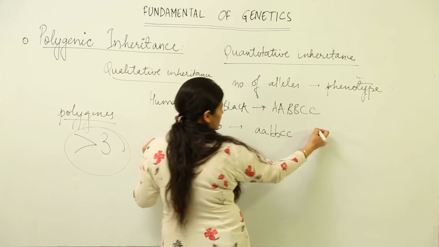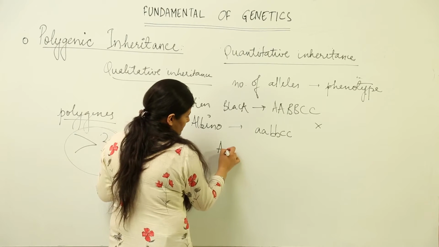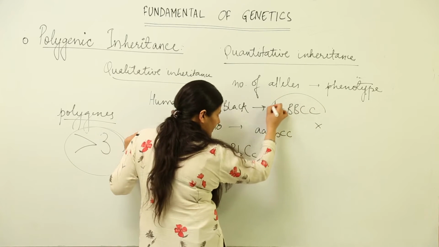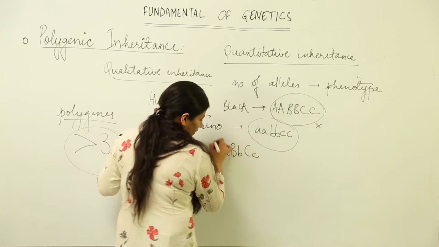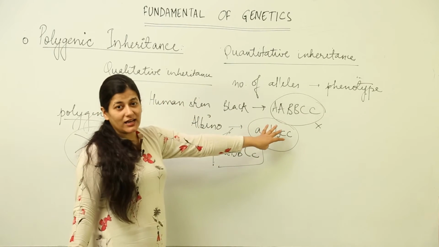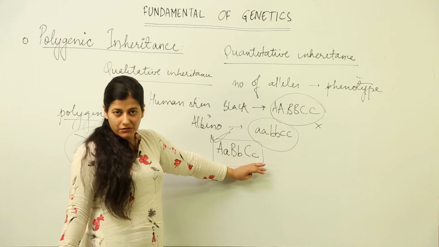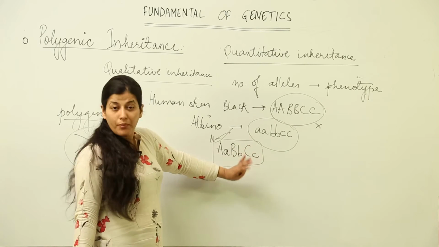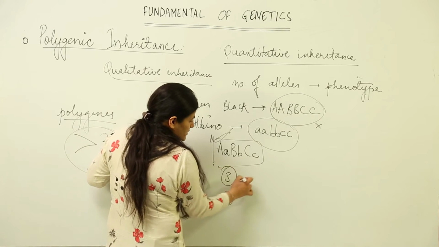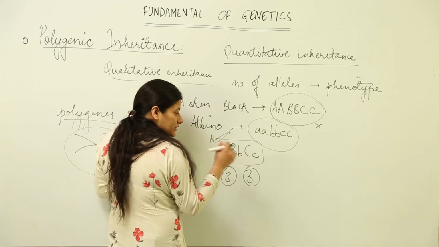Now if we cross these two, what we are going to see is AaBbCc. This would be exactly intermediate. The phenotypic expression for this genotype would be exactly intermediate between these two. That means intermediate skin color, otherwise known as mulatto, would be born. Here 3 alleles are dominant and 3 alleles are recessive, so you have completely intermediate coloration.